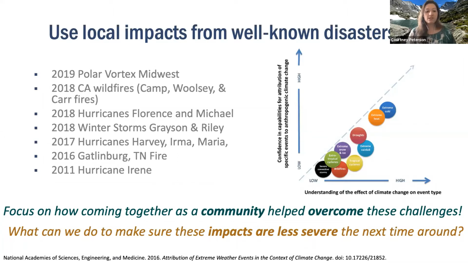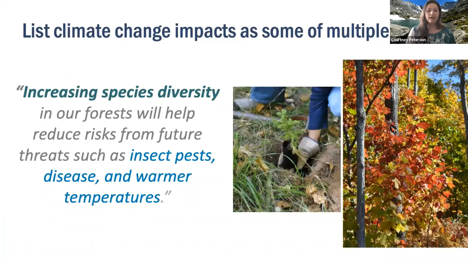So again, focusing on how coming together as a community can help us overcome some of these challenges by really thinking about those climate adaptation strategies. And so what can we do to make these impacts less severe the next time around? And then when we're being specific about our local impacts, we can list them as multiple reasons for implementing adaptation strategies within our climate change plans.